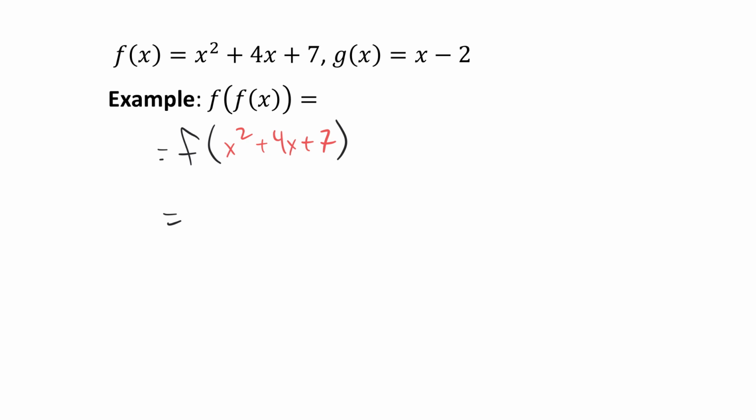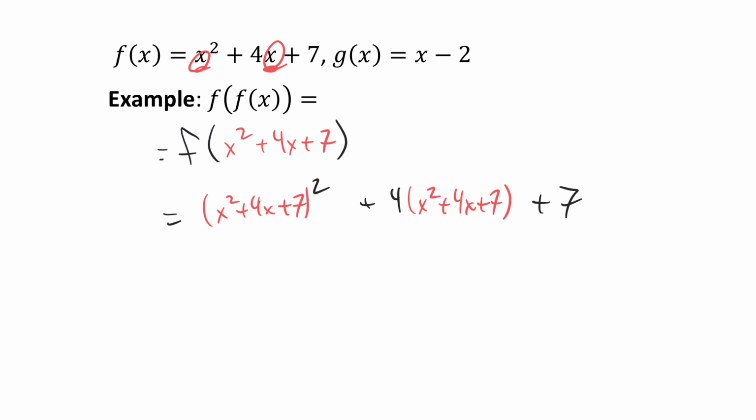And then everywhere we see an x, we have to replace them with x squared plus 4x plus 7. So we'll get x squared plus 4x plus 7, squared, plus 4 times x squared plus 4x plus 7, plus 7. So again, just really wanting you to see here that the x squared is right here, and the x has become whatever was on the inside. And the 4x is right here, and the x has become exactly what was on the inside. The reason the 7 was just a 7 is because there's no x involved with it.